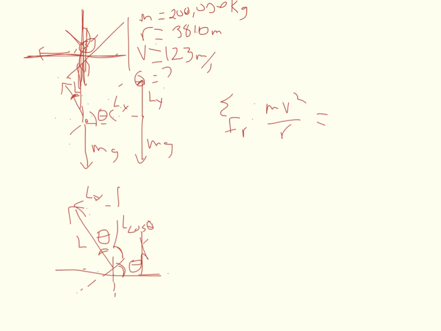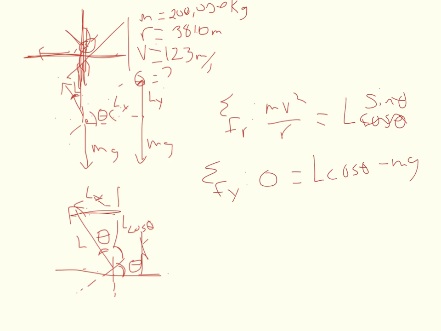So we can say mv squared over r equals L sine theta, and that's our net force in the direction of the radius. And we can do net force in the direction of y, and here the forces are balanced. 0 equals upward L, sorry, this one was L sine theta, I apologize, because that was this one right here. And so Ly would be L cos theta minus mg. So I'm going to add mg to the other side, so we get mg equals L cos theta.